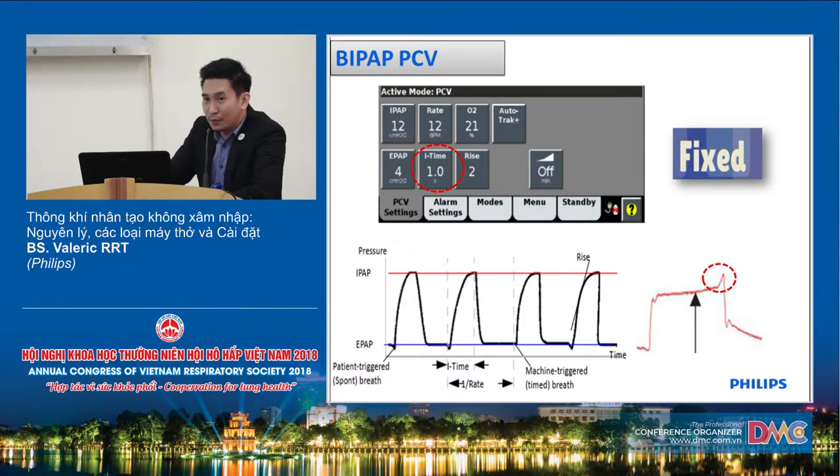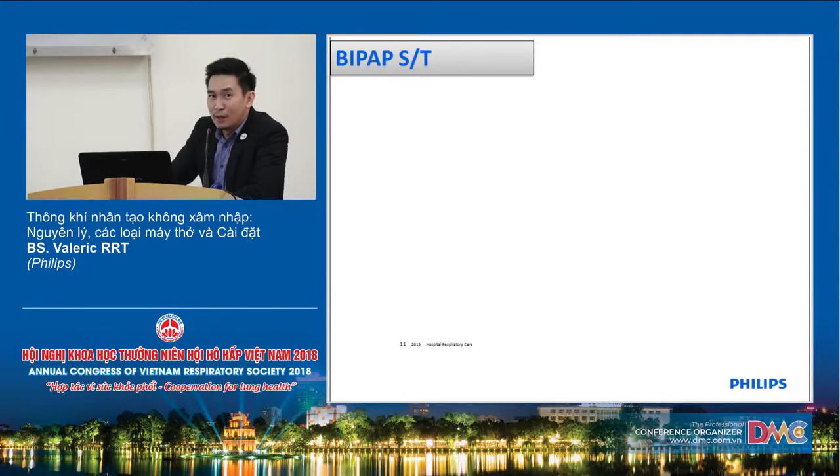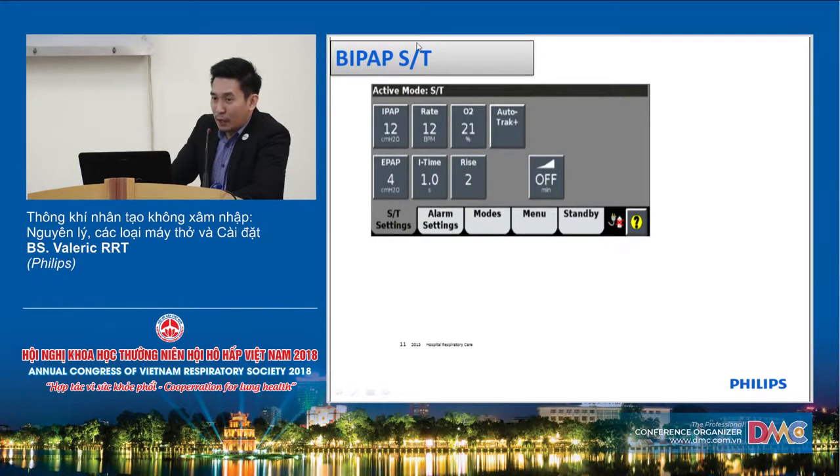Okay, so you can adjust your I time or shift to BiPAP ST. So here you have the spontaneous timed. If you can notice here, they have the same setting: IPAP, EPAP, rate, I time, O2 rise. So they are basically 100% the same setting. But the only difference is the I time.